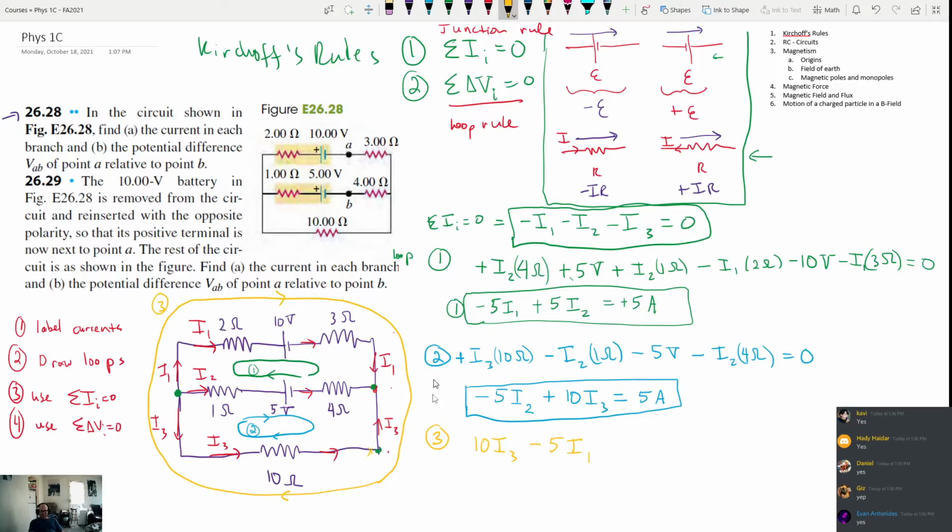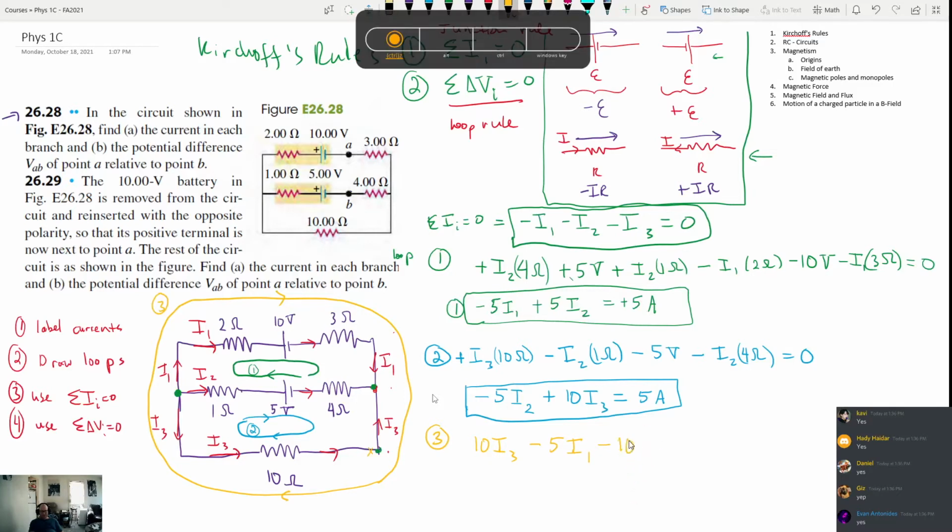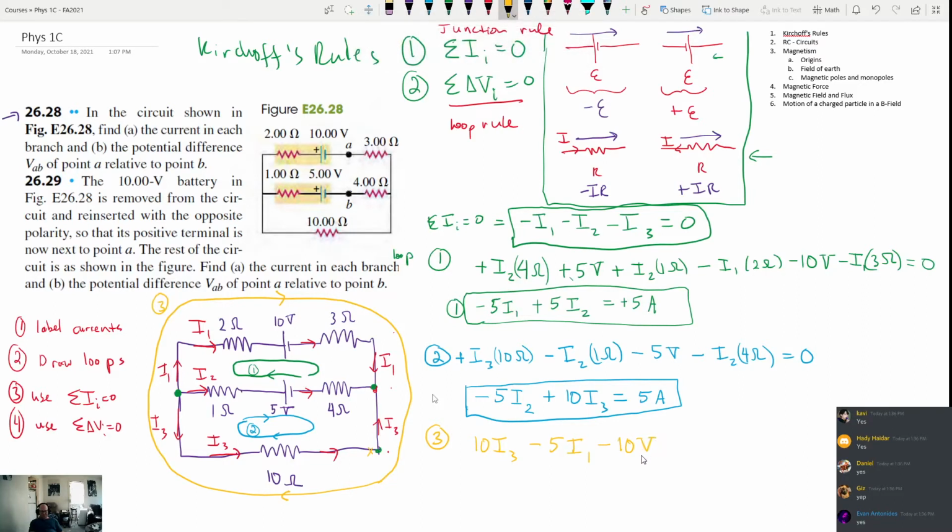And then we have a 10-volt battery right here. So that's going to be, we're going downstream with that, right? Negative E. So we write negative E for that, which is negative 10 volts. And I've already divided through by the ohms, so I'll put volts over ohms. That should be equal to 0. And rearranging it and putting it in the order of I1 to I2 to I3, I'm going to write negative 5I1 plus 10I3 is equal to positive 10 amps. So we get this other equation. This is our third loop equation.